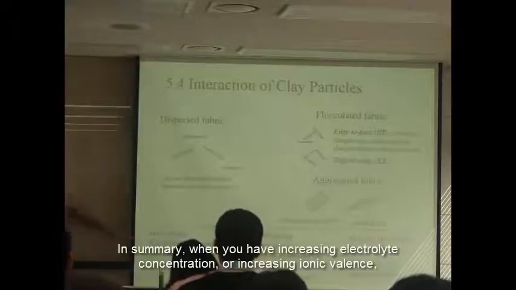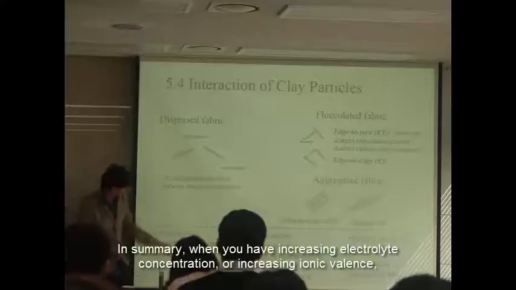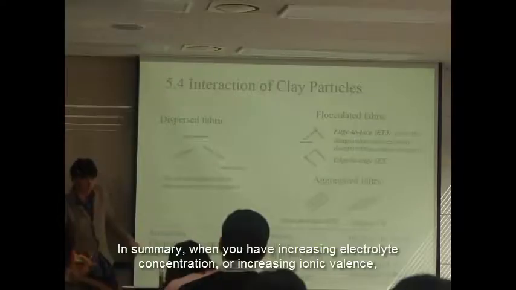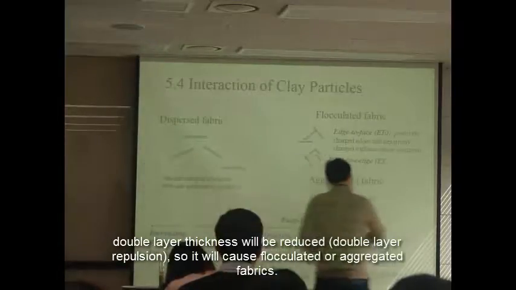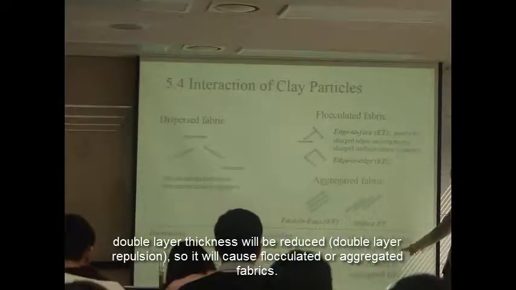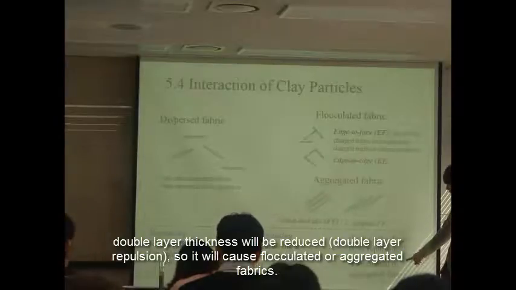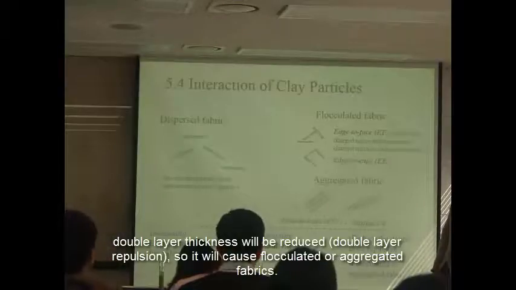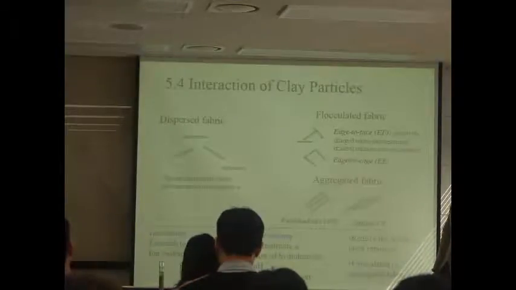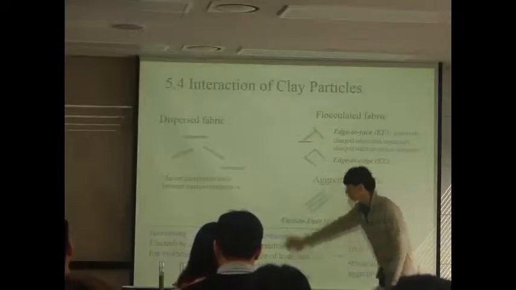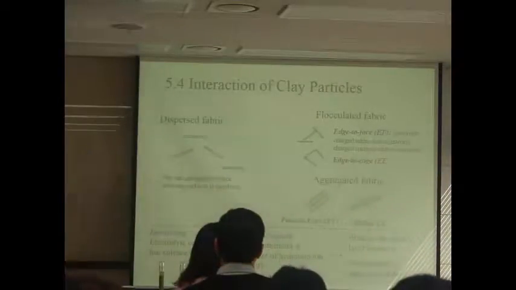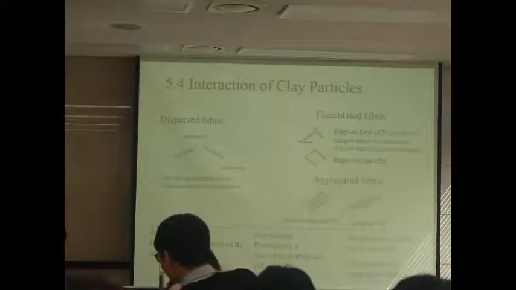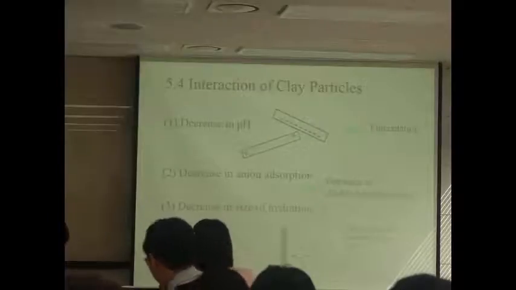In summary, when you have an increasing electrolyte concentration or increasing ion valence, the double layer repulsion or double layer thickness will be reduced, so that it will make a flocculated or aggregated fabric. And you don't have to worry about this. Interaction of the clay particles.